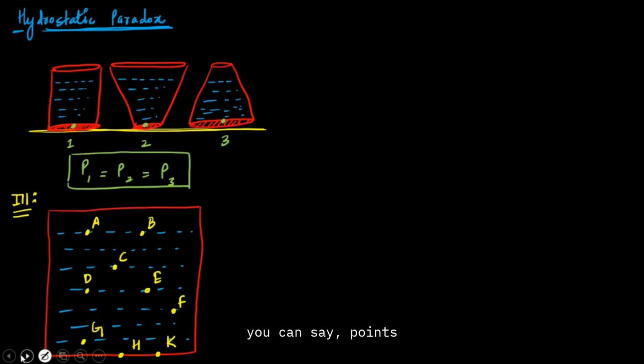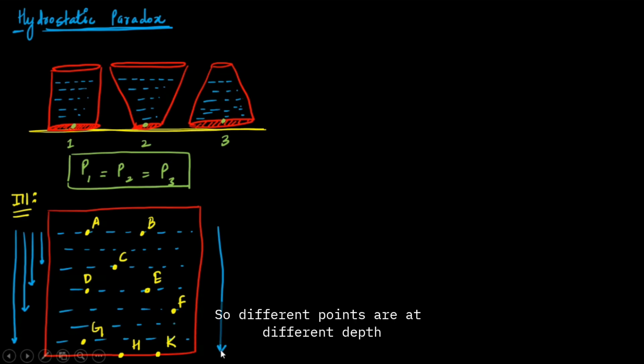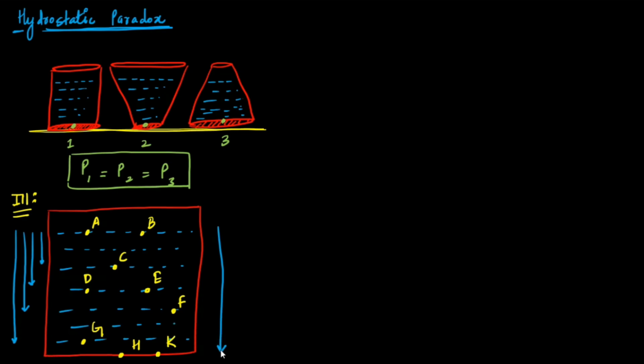So A and B are at the same depth. C is at a different depth. D and E are again at a different depth. F is again at a different depth. G is again at a different depth. Similarly, H and K are at the bottom. So different points are at different depths. So if you try to write the pressure relation among these points, how can we write it?